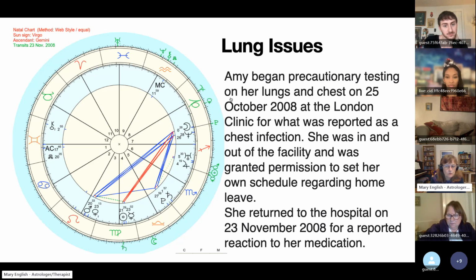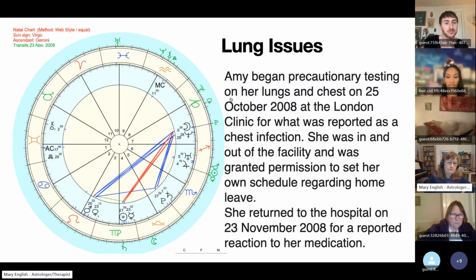at the London Clinic for what was reported as a chest infection. She was in and out of the facility and was granted permission to set her own schedule regarding home leave. But she returned to the hospital on the 23rd of November 2008 for a reported reaction to the medication they'd given her. So I thought that was an important date when you've reacted to something. I mean, she's taking non-prescription drugs. She's drinking a lot.